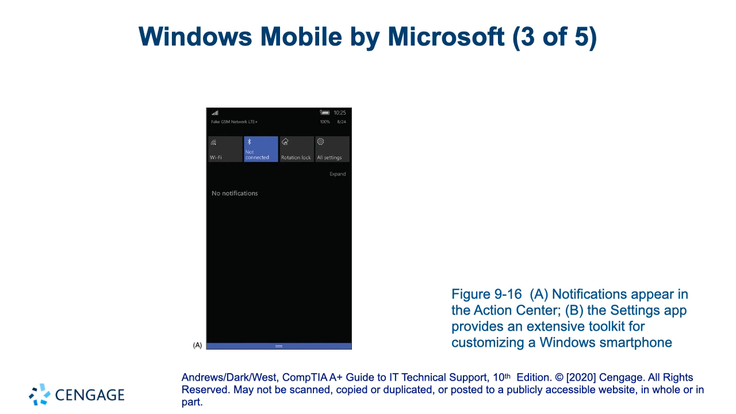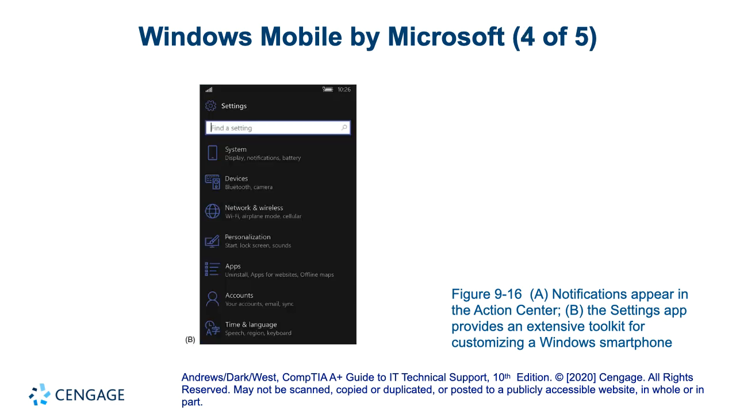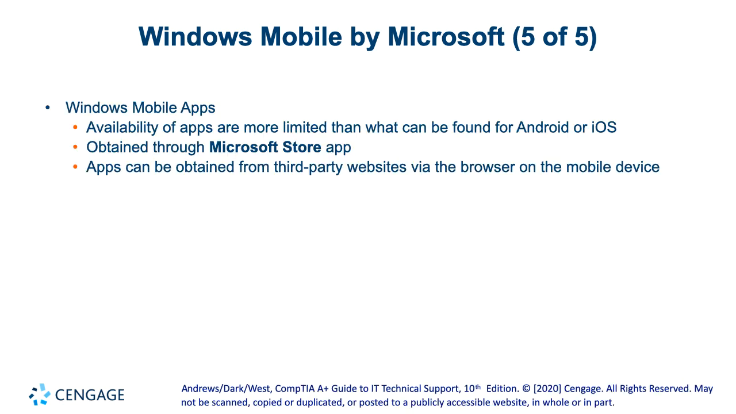Just like Windows 10, the Action Center will show notifications, as well as allow for accessing the Settings app, which allows for customizing a Windows phone. And this just shows the Settings app. Windows mobile apps are limited when compared to Android or iOS availability. Apps are obtained through the Microsoft Store or from third parties via the browser.